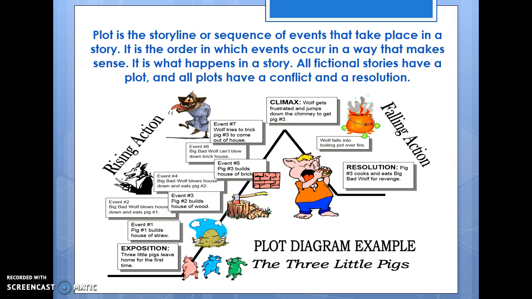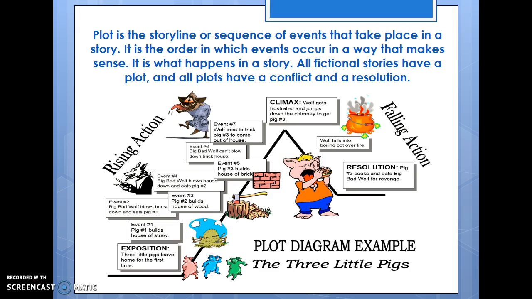Let's look at an example of the 3 Little Pigs. In the exposition, we learn that 3 little pigs leave home for the first time. The inciting incident is that the big bad wolf comes looking for the pigs. Event number 1 in the rising action is that pig number 1 builds a house of straw. Event number 2, the big bad wolf blows the house down and eats pig number 1.